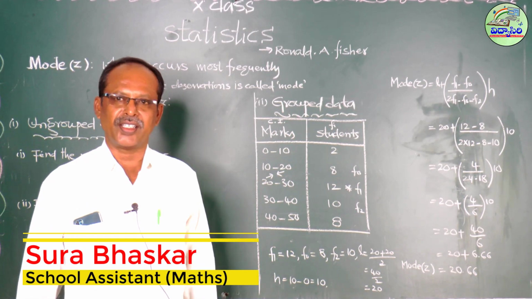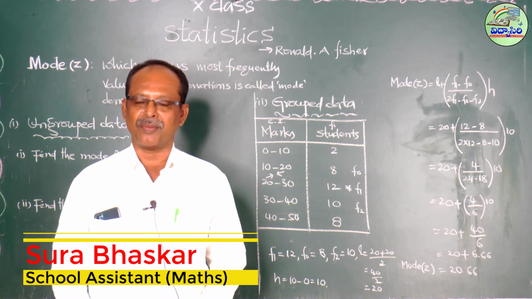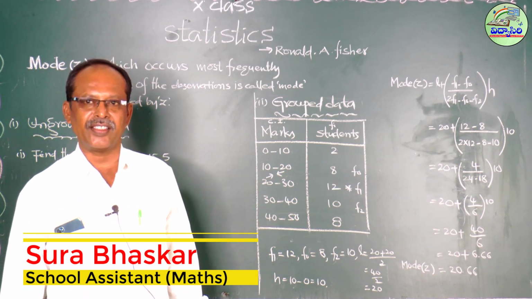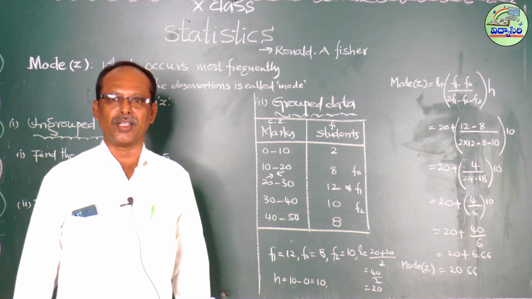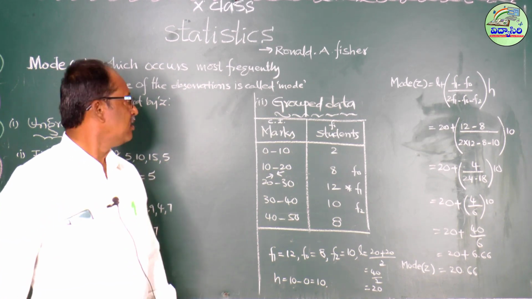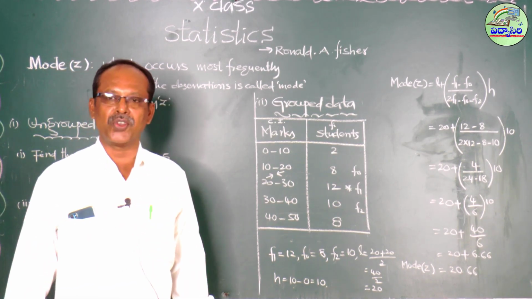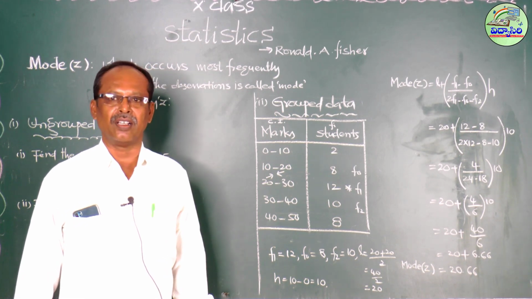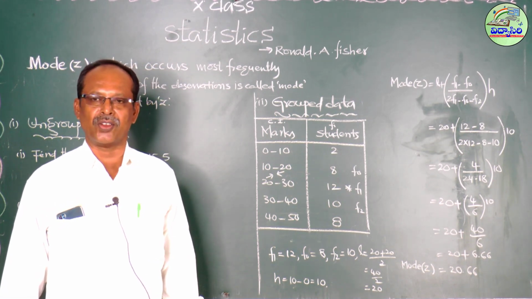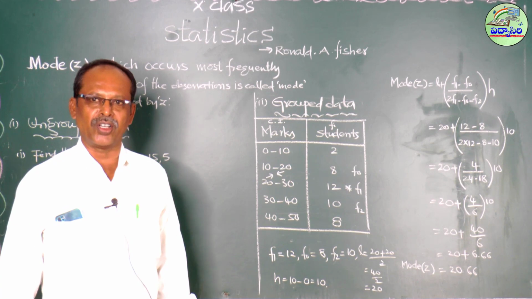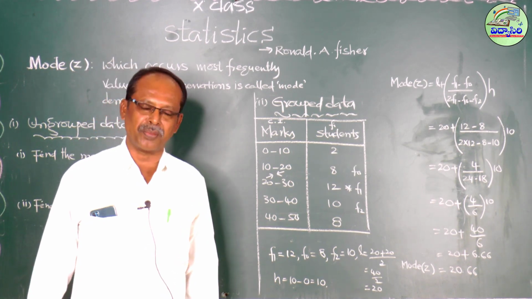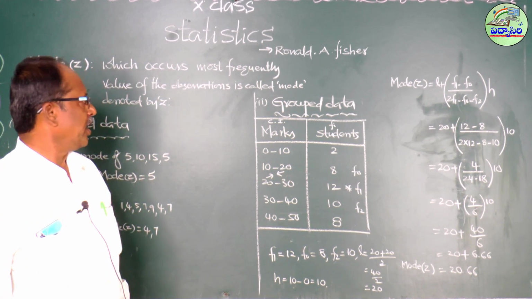In statistics, the third measure of central tendency is mode. Mode is the value of the observations which occurs most frequently, denoted by Z. This is most important.